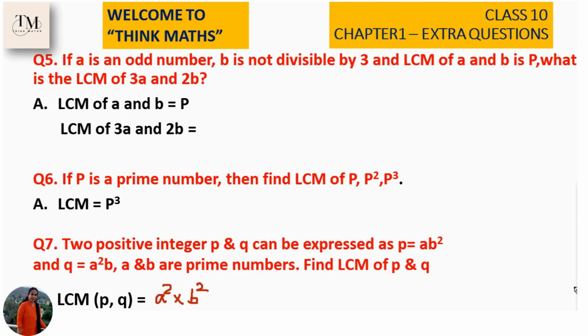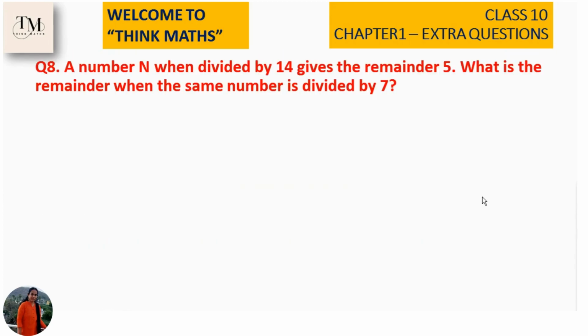Okay children, can you understand? So let me go to the next problem. A number n when divided by 14 gives the remainder 5. What is the remainder when the same number is divided by 7?